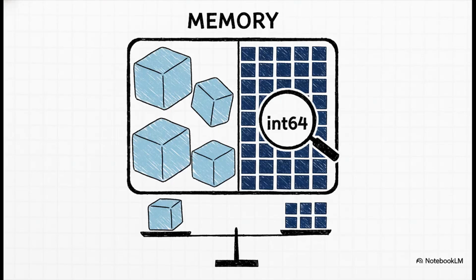Okay, so if all the elements have to be the same type, we need a way to tell NumPy what that type is. And in NumPy land, we call that the dtype, short for data type. And let me tell you, picking the right one is not some minor tweak. It is absolutely critical when you're working with huge data sets where every single byte of memory counts.